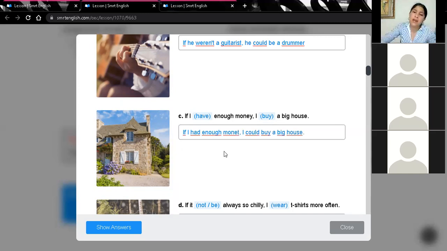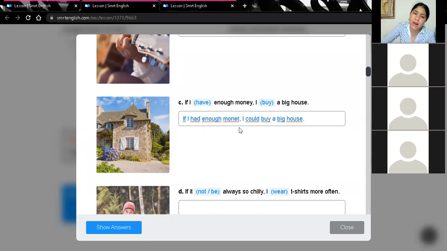Good. But there is another form that could be correct, with will? For example, I put in this exercise, if I have enough money, I will buy a big house. Yes, but there is a difference. Remember, I told you that when we're using the past tense, we're just imagining and it's not going to happen because it's unreal. I don't have the money. And with will, you're saying that it is possible that you will have enough money.